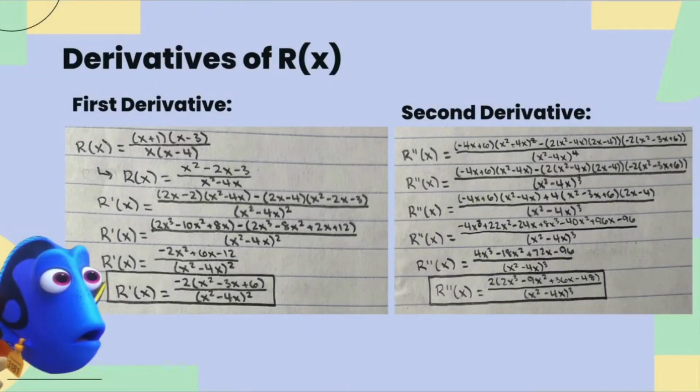Here I found the first derivative of r of x. Taking out the hole, I then expanded the polynomials and used the quotient rule to find the first derivative of negative 2 times (x squared minus 3x plus 6) over (x squared minus 4x) squared. Then, using the first derivative, I found the second derivative and applied the quotient rule again, and after expanding and simplifying, the second derivative is 2 times (2x cubed minus 9x squared plus 36x minus 48) over (x squared minus 4x) cubed.